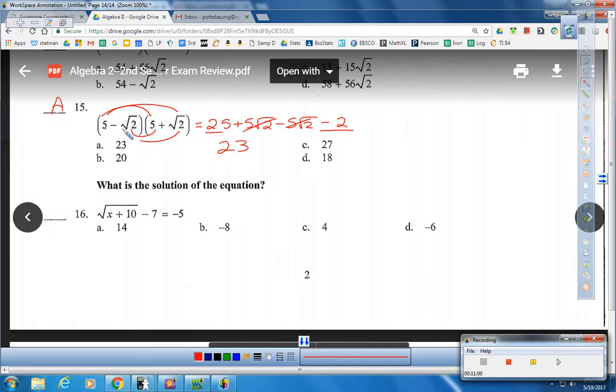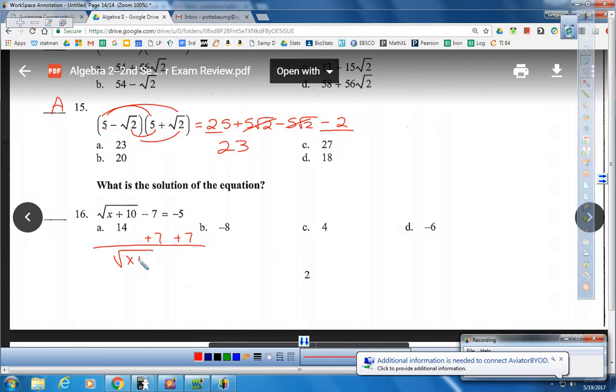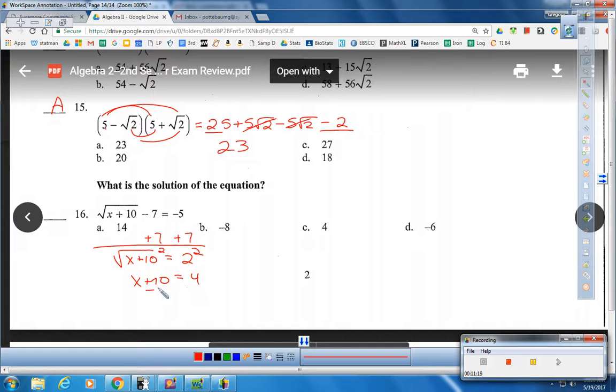Okay. Number 16, the first thing I'm going to do is add 7 to both sides of this equation. And I get radical x plus 10 is equal to 2. Then you square both sides. And we get x plus 10 is equal to 4. Subtract 10 from both sides. And we get x is negative 6. So that is D.